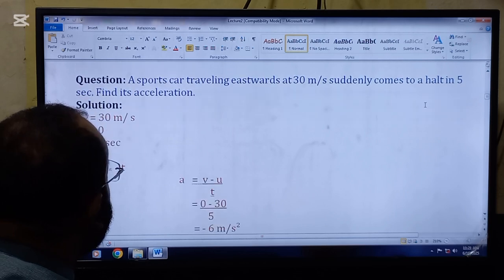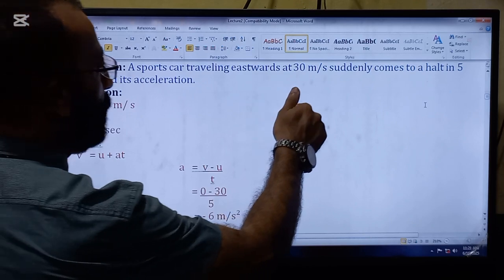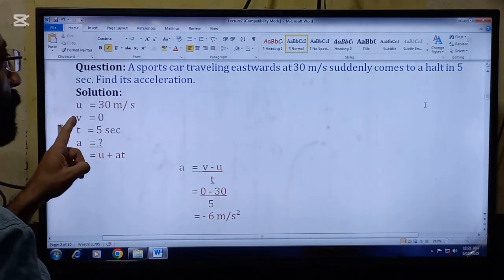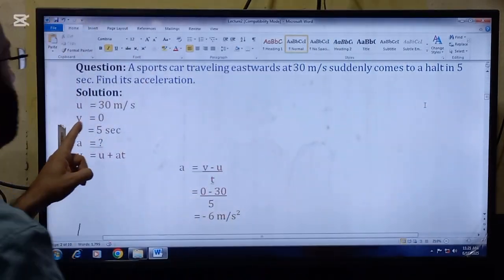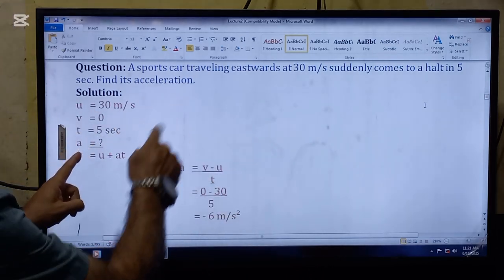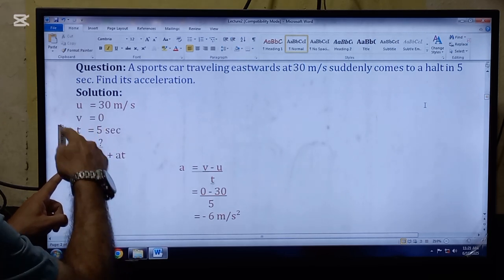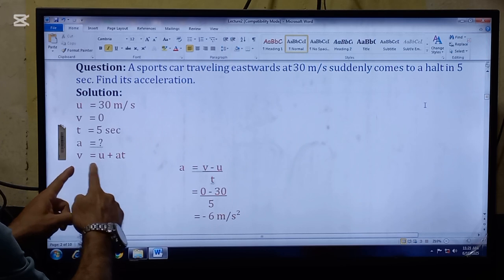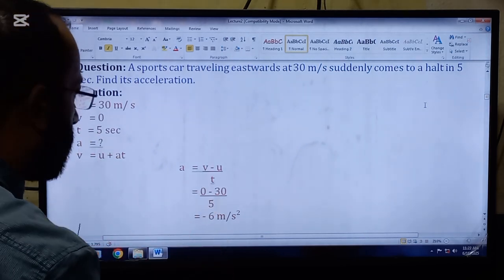And another question is here: a sports car traveling eastwards at 30 meter per second suddenly comes to halt. It means initial velocity u is 30, comes to halt, it means final velocity v is 0 in 5 seconds. So time is 5 seconds, acceleration is the requirement. So v = u + at, this equation will be used because all values are applied in this formula. From here, a will be equal to v minus u over t. Putting the values into the formula will give you the answer.